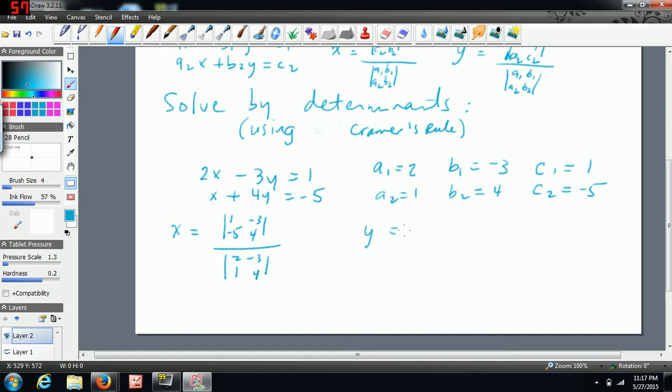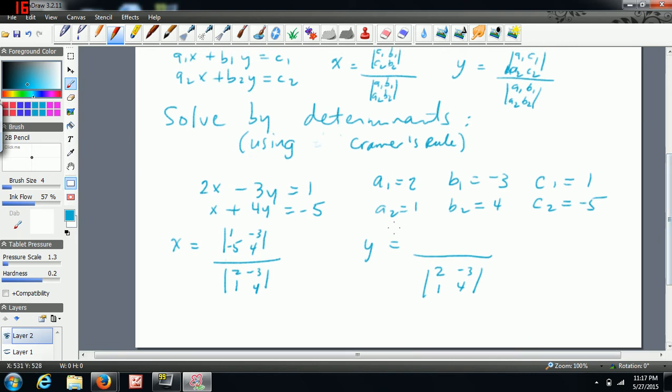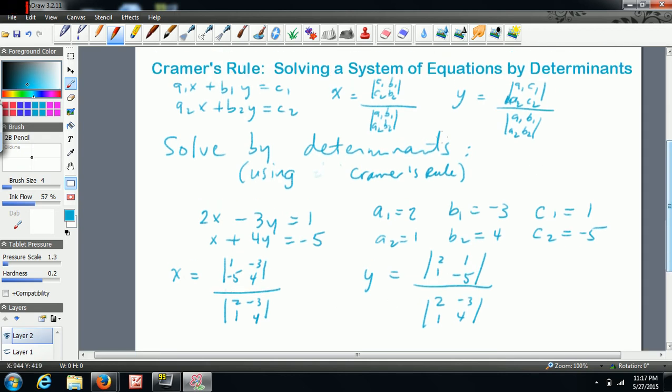And then my Y is going to be, the bottom is going to be the same, so 2, 1, -3, 4. And the top is going to be A1, A2, the determinant of 2, 1. And then instead of the other B1, B2, we've got C1, C2, so that's going to be 1, -5. Okay, so you plug those in, just using the formula, nice and easy. So using Cramer's rule, we use Cramer's rule to solve systems of equations by determinants.